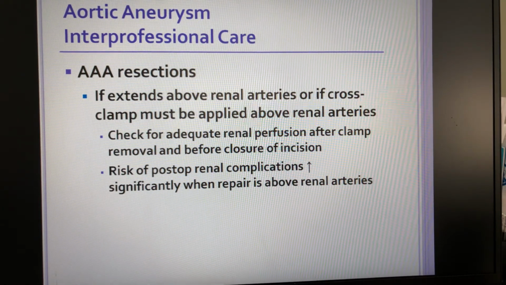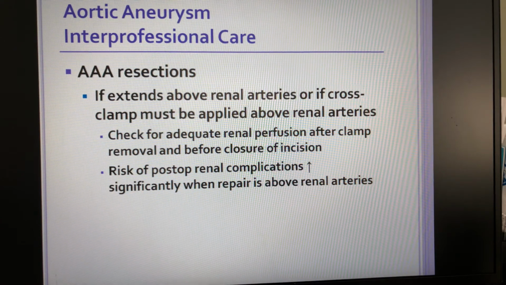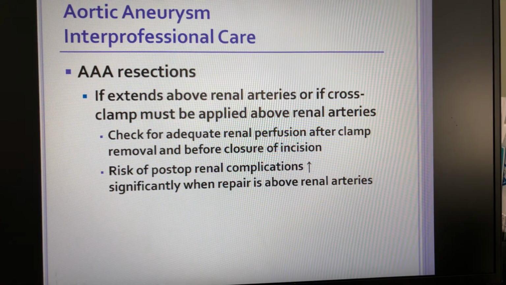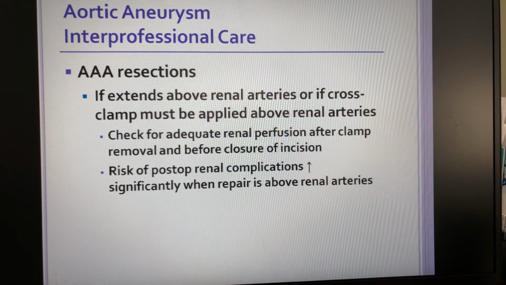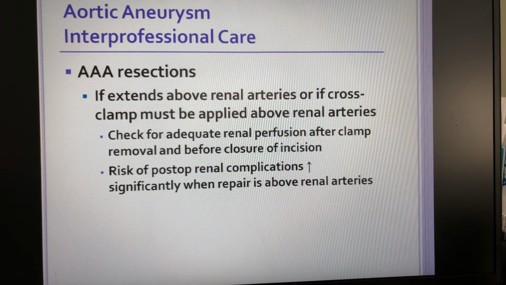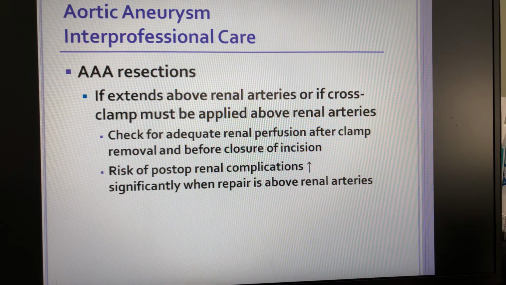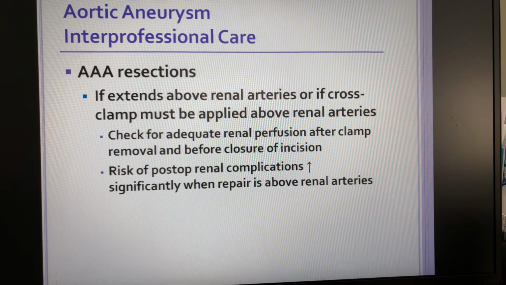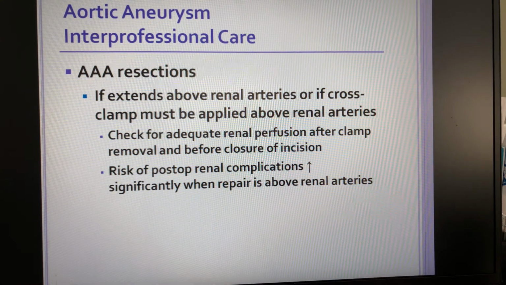So with these AAA resections, if the cross clamp has to be applied above the renal arteries, adequate renal perfusion after clamp removal should be determined before they actually close up, just in case they have to go back in there and do some other type of repair. So again, they need to confirm actual renal perfusion when the cross clamp is above the renal artery, and they need to check that before they actually close the patient up.